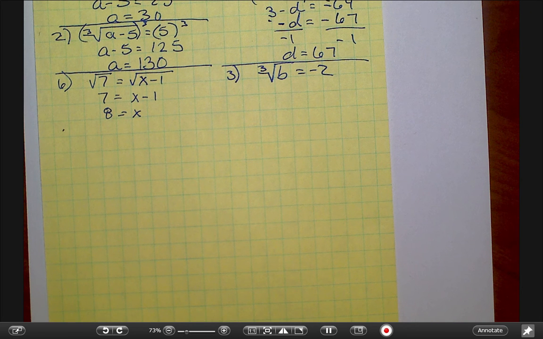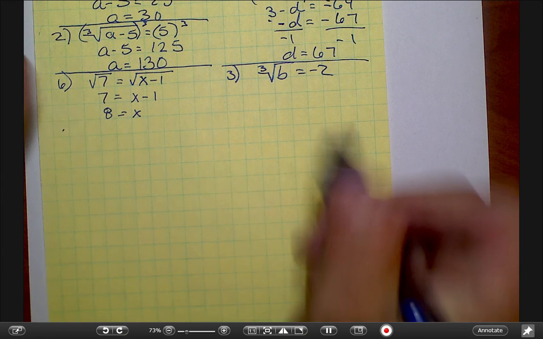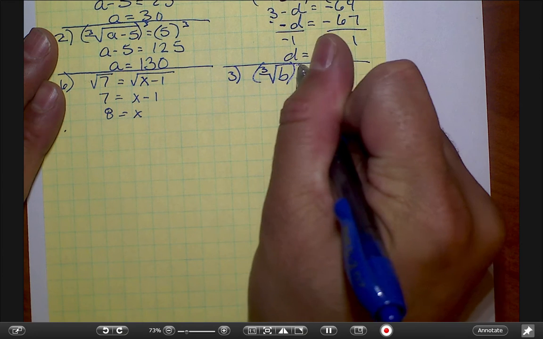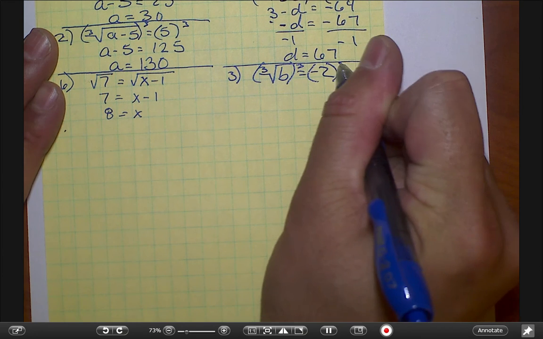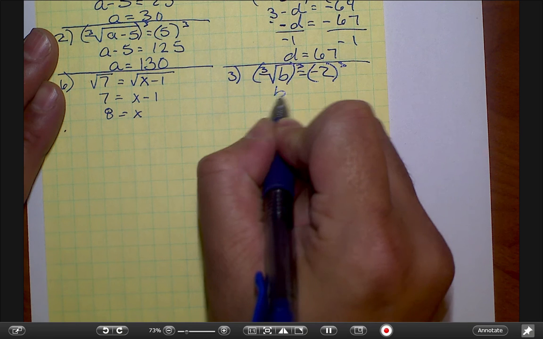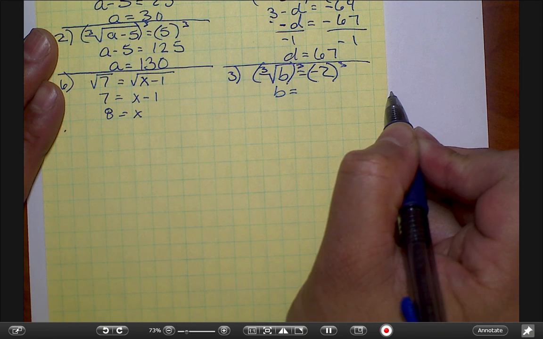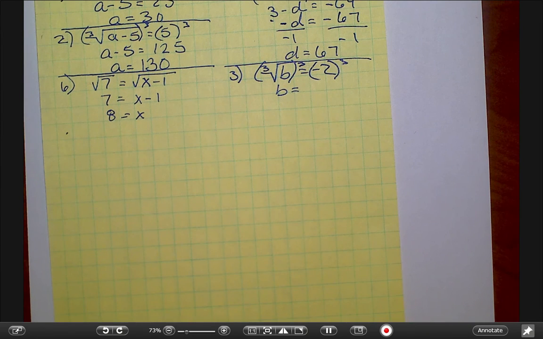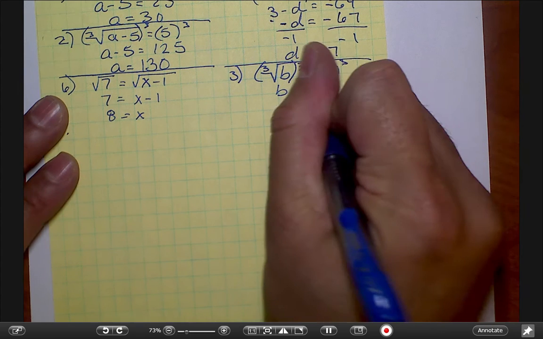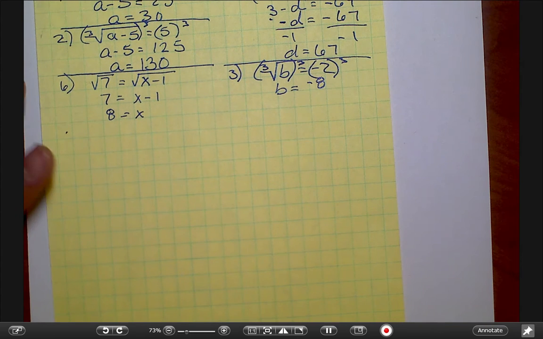Okay, this is a cube root, right? Yeah. So I have to cube it. So B equals, you third it. Negative what? Negative 8, thank you. So we said negative 8.